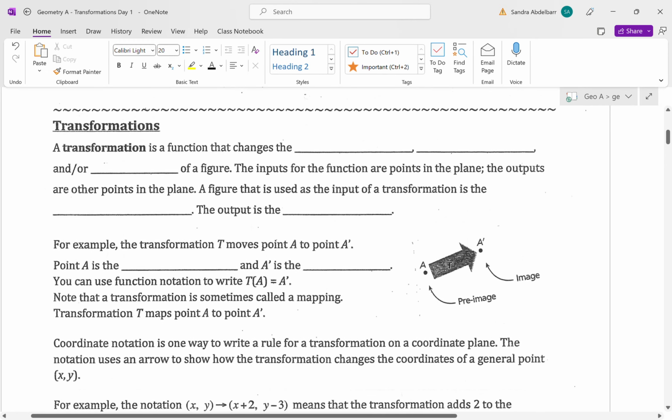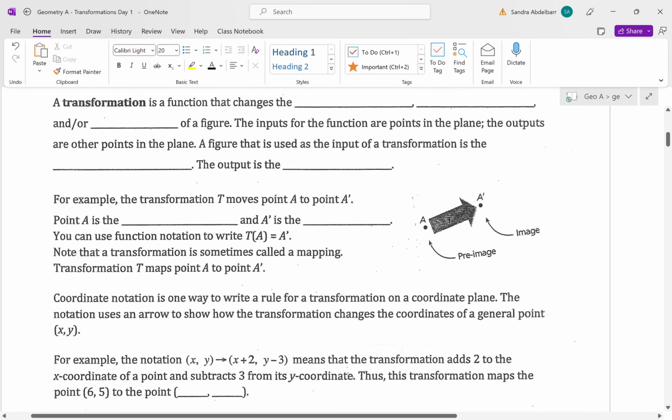All right, guys, skipping the do now, going right in. So we are talking about transformations.